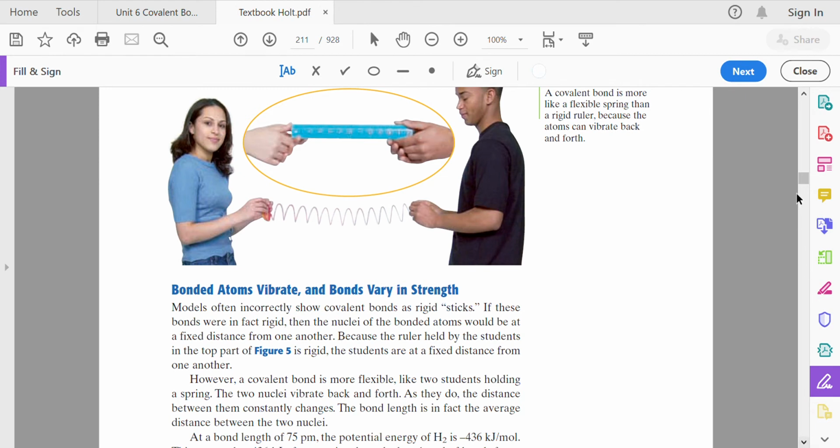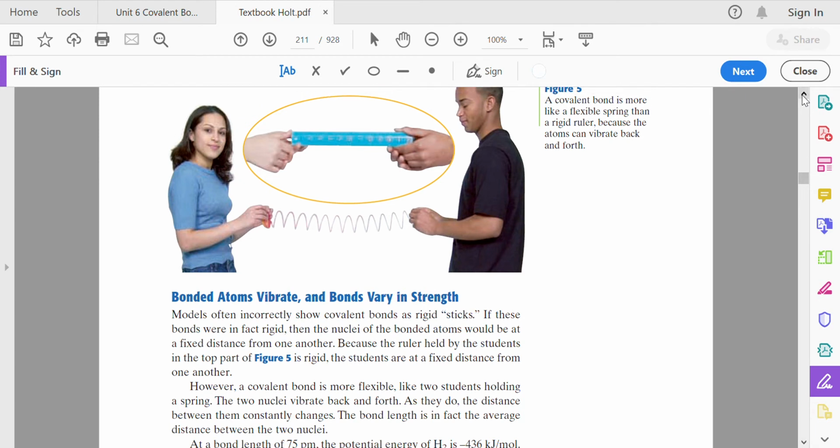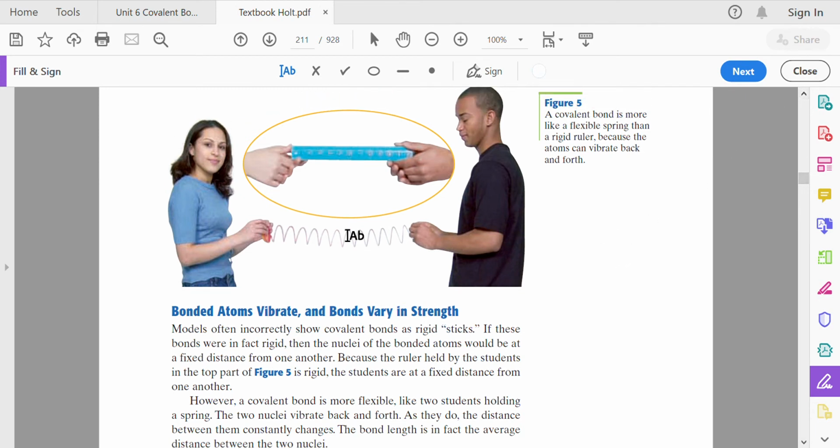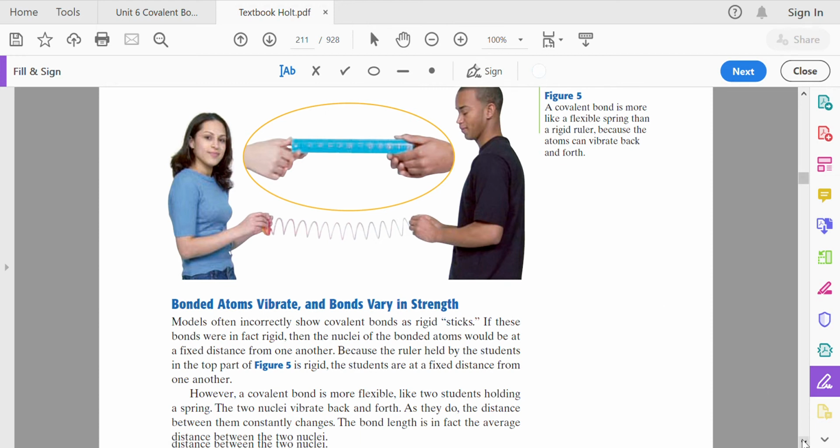What is the implication of this type of bond? Well, you can see here there's a slinky, and that would model a covalent bond. It's very flexible. It can be stretched. The top, where they're holding a ruler, would represent an ionic bond. It's very inflexible. The only way to stretch it is to break the bond. And you can see this if you touch your skin and feel how pliable it is. That's a covalent bonded material.